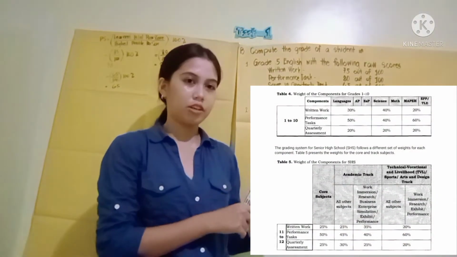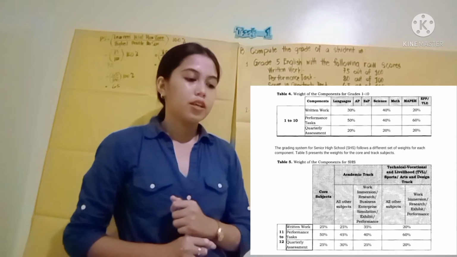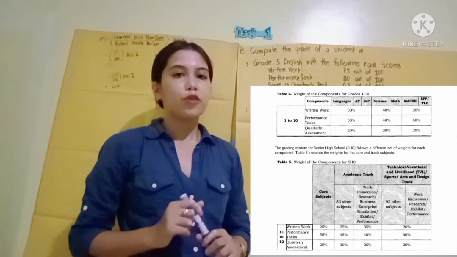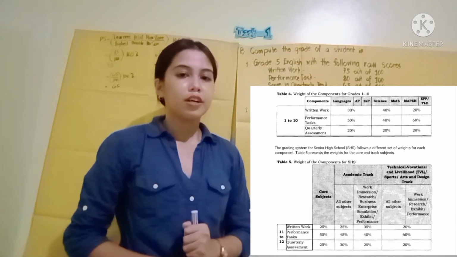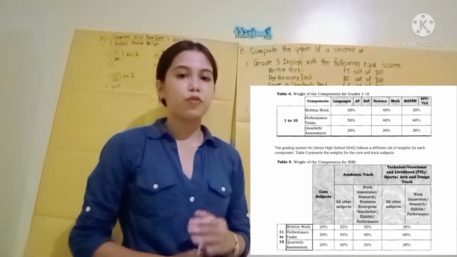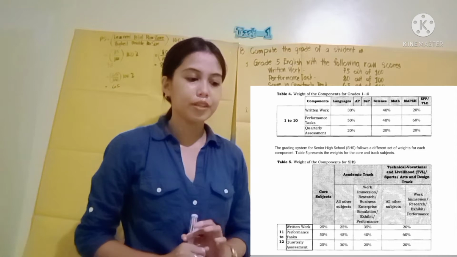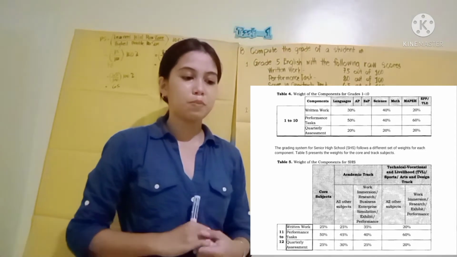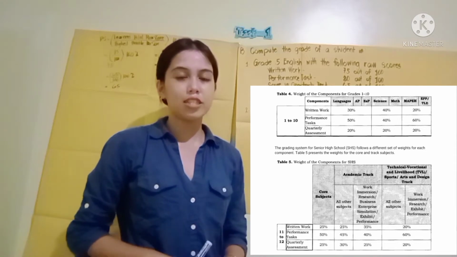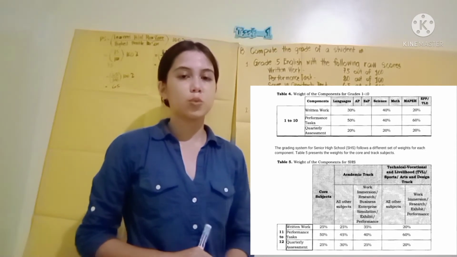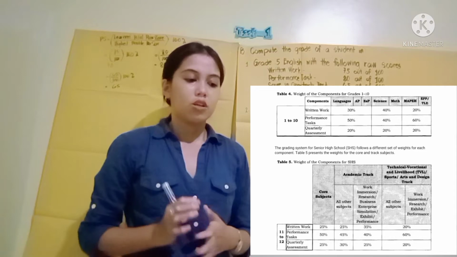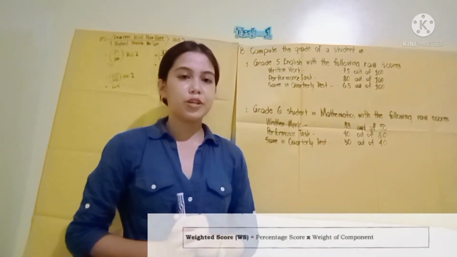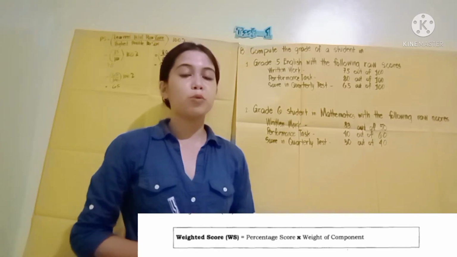So in every subject and every grade level, there are different weights of component for each of them. So I will put it here, the weight of component. And for this question, for the English subject, the weight of component for the written work is 30%, for the performance task is 50%, and for the quarterly test or assessment is 20%. So the formula of getting the weighted score is percentage score times the weight of component.